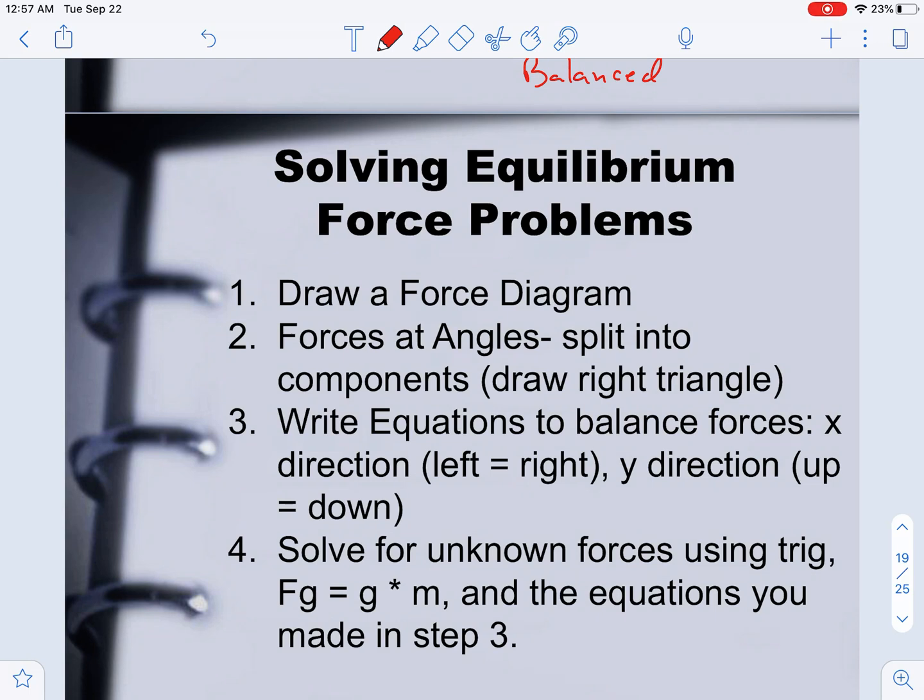After we've done that, we're going to look at all of our different forces, and we're going to write equations to show the balance. We're going to do it in the x direction, setting all of our forces to the left equal to all of our forces to the right, and we're going to do it for our y direction forces, saying that all of our forces up are going to equal all of our forces down. Then we're going to solve for any unknown forces using trig. Our Fg is equal to little g times m, and the equations that we set up in step 3, our left equals right and our up equals down.